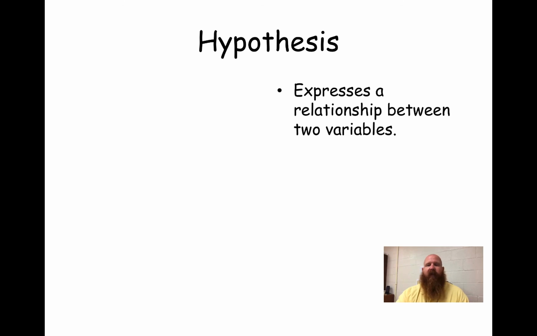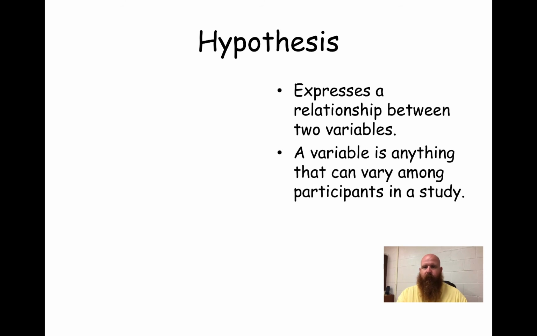If A does this, then this happens to B. Okay? Or if we do this to B, then this happens to C. So there's got to be a relationship expressed. And a variable is anything that can vary or change among participants in the study.